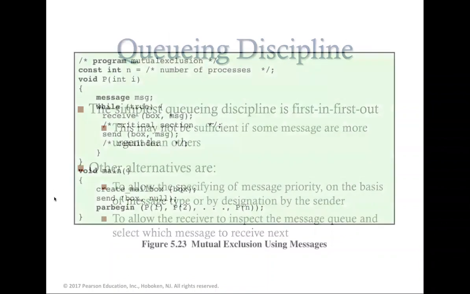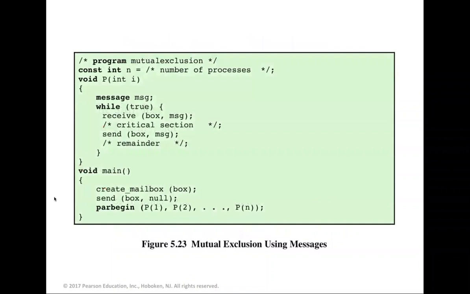So in the following figure, we can see one way in which message passing can be used to enforce mutual exclusion. We assume the use of a blocking receive primitive and a non-blocking send primitive. So we do have here blocked receive and non-blocked send.